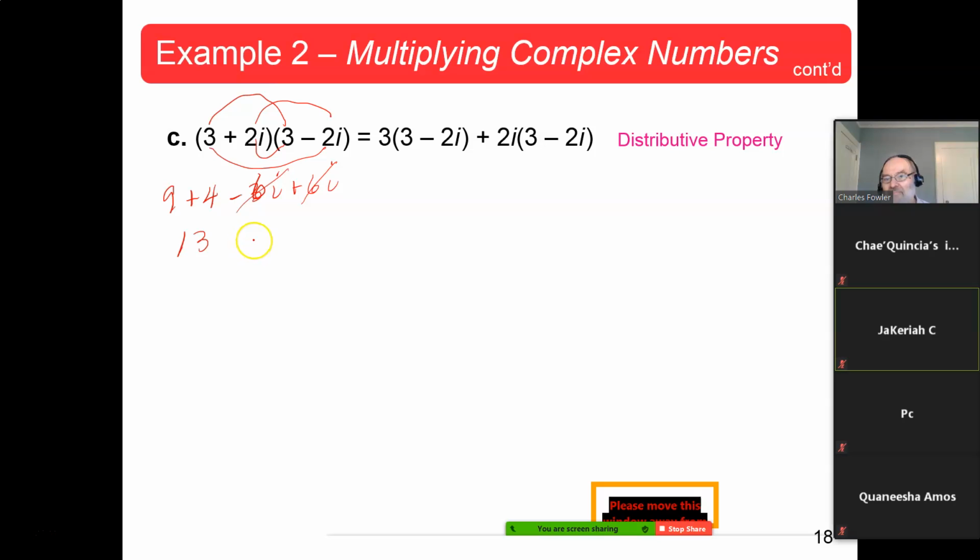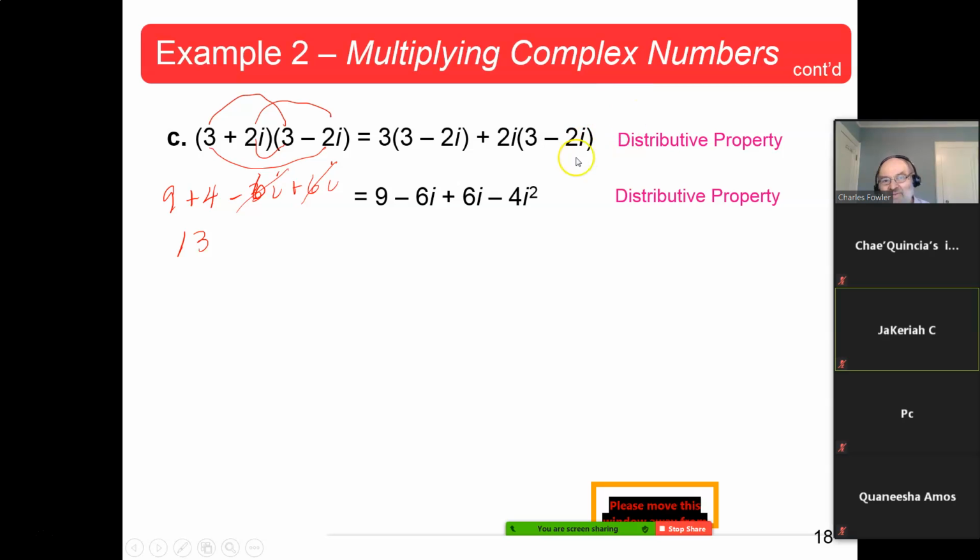Okay? Now, doing it their way, I guess this is distributing the 3i times this plus the 2i times that. That's what they're doing. And that gives them 9 minus 6i plus 6i minus 4i squared. I think that's how they're going to do it.